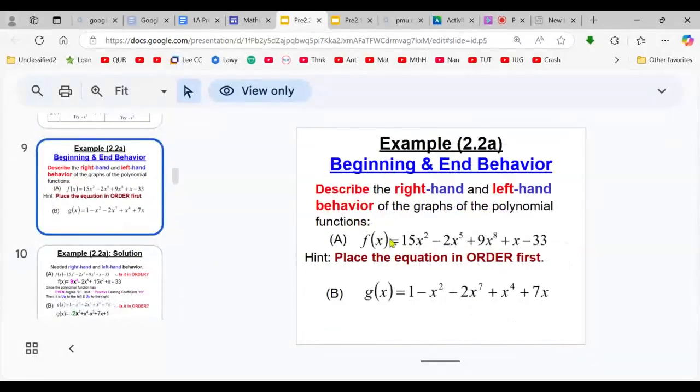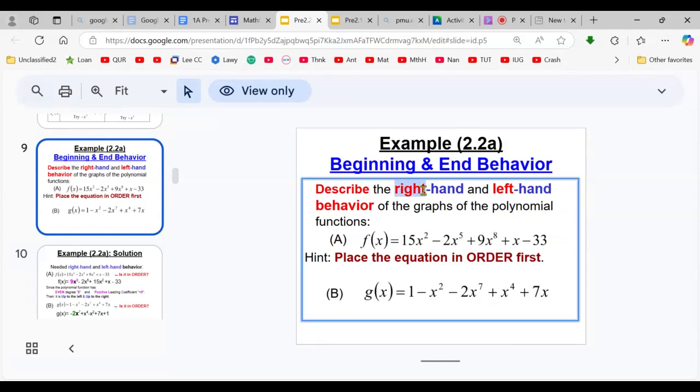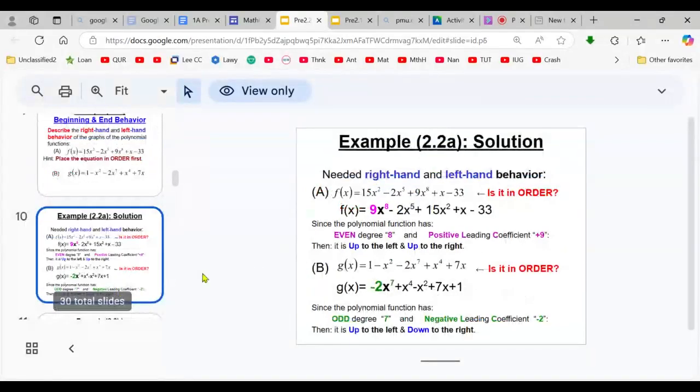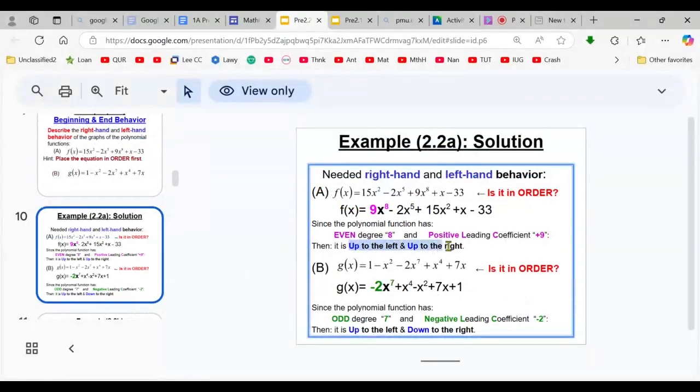Now, it's your turn. Who can tell me the first function? What is the behavior? To the right and to the left. Now we have to put this in order, right? Which one is the order? Type 8 is even or odd? And is a greater than 0? Yes. So in this case, what's the answer? Up to the left and up to the right.